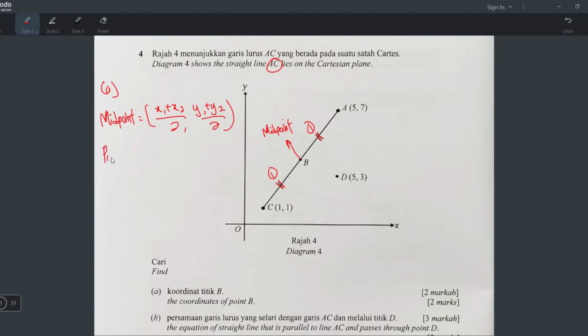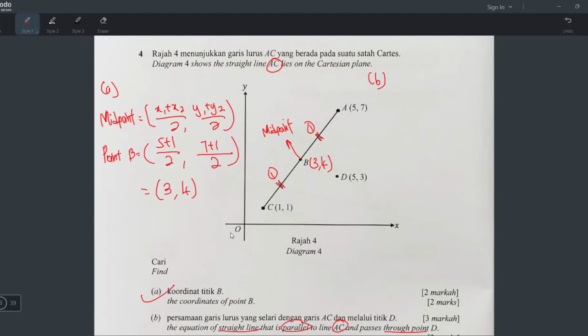So to find point B, I simply take point A and point C, add together and divide by 2. Okay, let's take the x coordinate first. So 5 plus 1, and then the y coordinate will be 7 plus 1 like this. So you get 6 over 2, which is 3. 8 over 2 is 4. So that's your point B, (3, 4). So done part A.